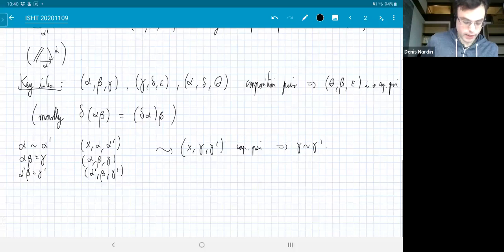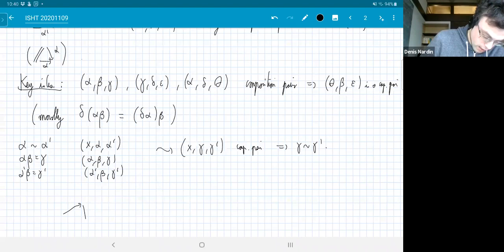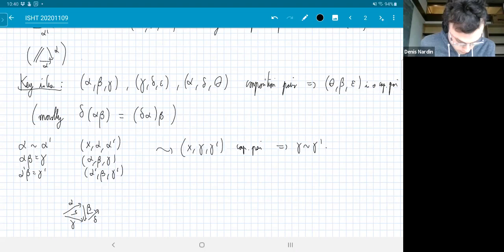And let me just prove how you do the key lemma. So you have a two simplex witnessing the first composition pair here, and then you have the second composition, delta goes to epsilon, and then you also have, oh yeah, I keep doing it in the wrong order. Okay, yeah, it's better. And then you have these.